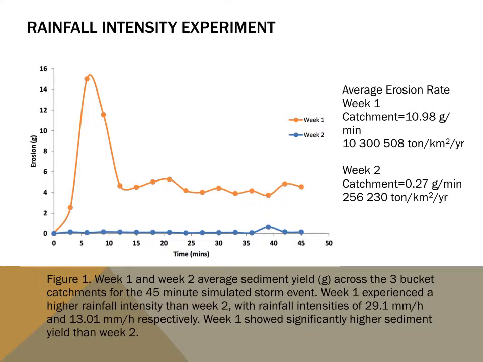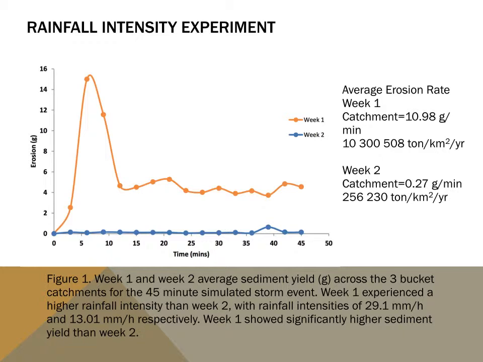The rainfall intensity experiment yielded expected results with regards to the rate of erosion from the simulated bucket catchments at different rainfall intensities. In the first week, the rainfall apparatus simulated a storm event with an average rainfall intensity of 29.1 mm per hour. The average sediment yields from the 15 samples taken from each of the 3 replicate catchments under the simulated storm event are illustrated in Figure 1. The sediment yield peaked with the second sample after the onset of runoff, after which it remained at a relatively constant level. This trend was consistent for samples across all 3 replicates.